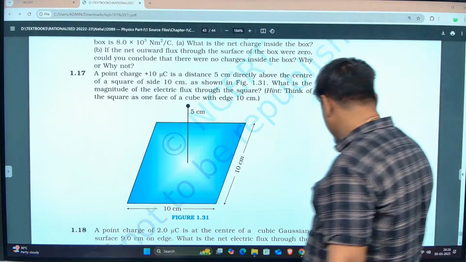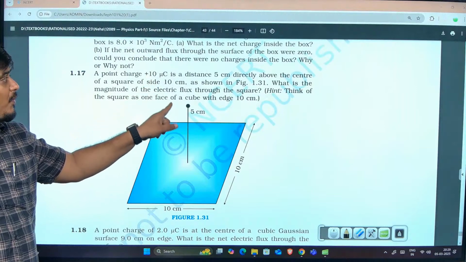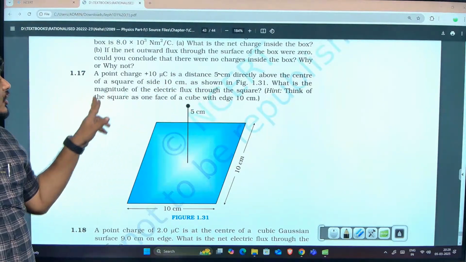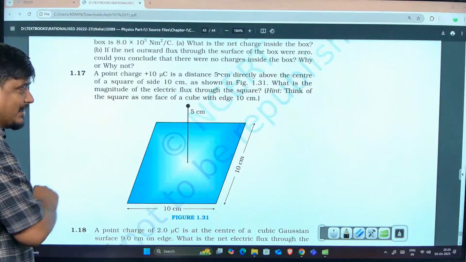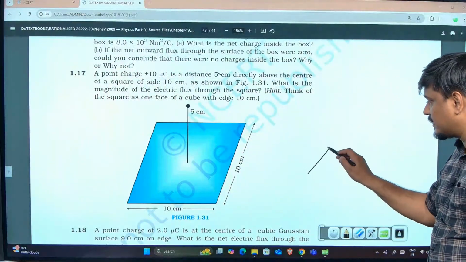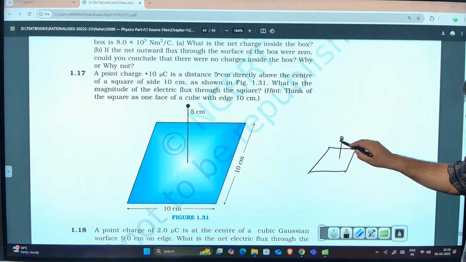Now, pay attention. What they have told? They have told a point charge 10 microcoulomb at distance 5 centimeter directly above the center of a square as shown. What is the magnitude of electric flux through the square? So, imagine if I am drawing, this is the surface of the square and they are telling charge is placed where?